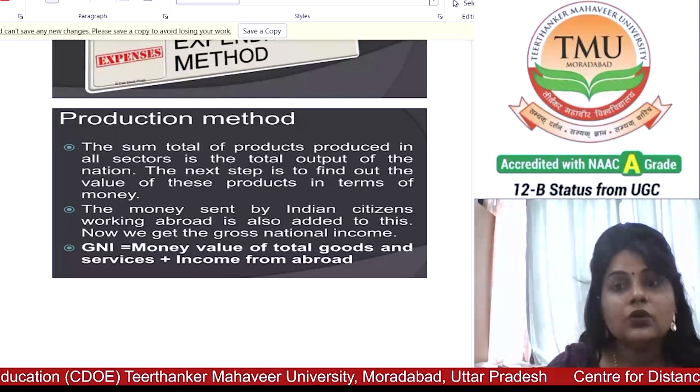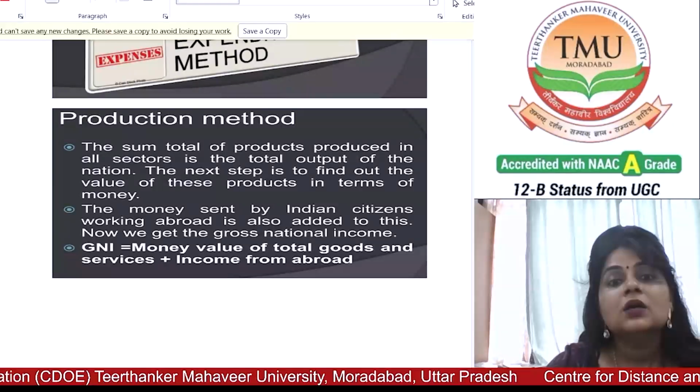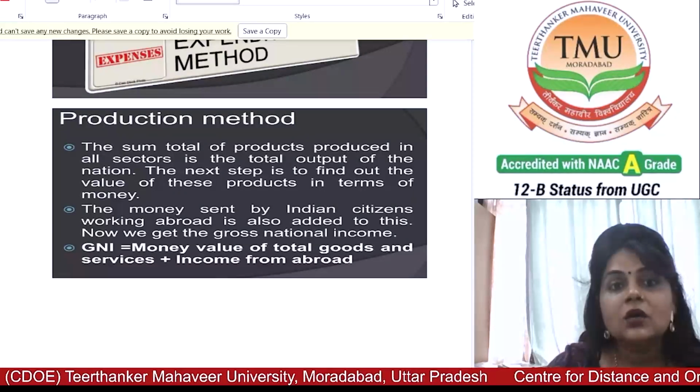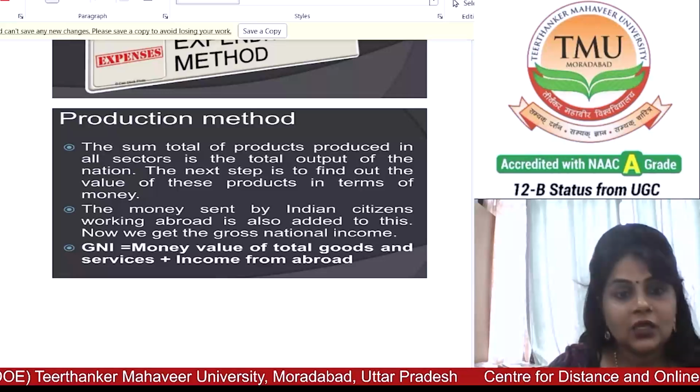The flour which the baker takes from the miller is 30, and the final good, the bread, is 50, so 50 minus 30 is 20.